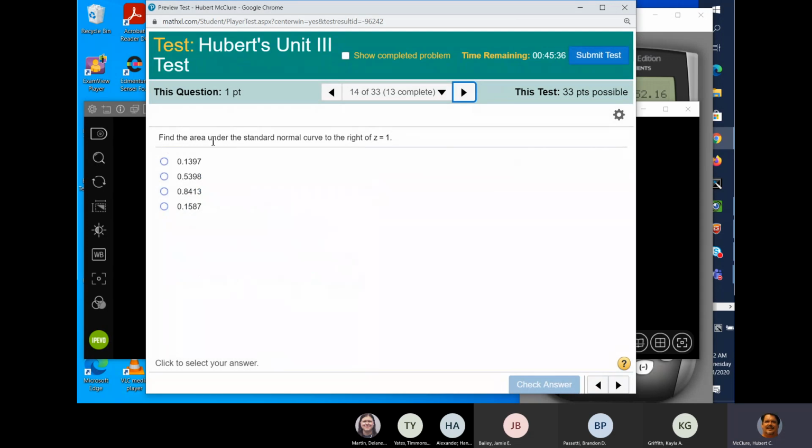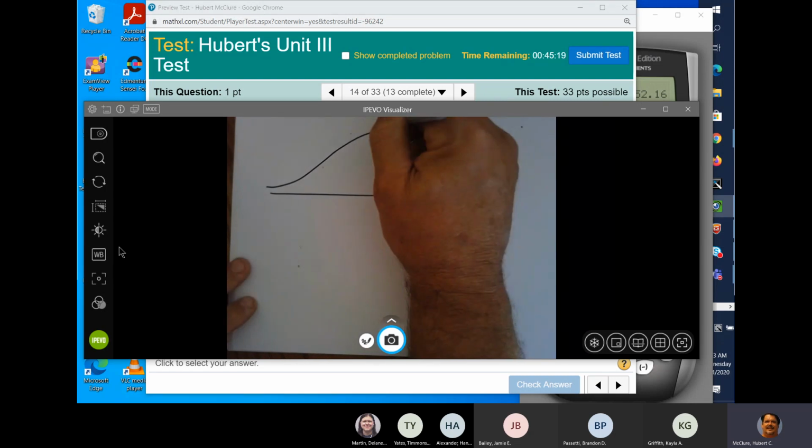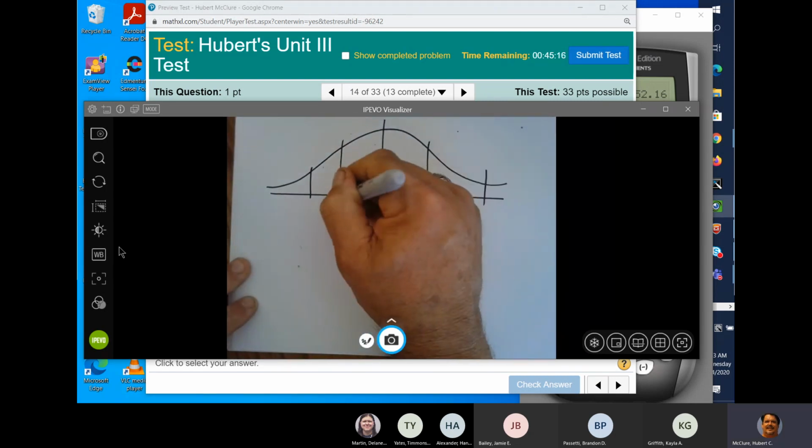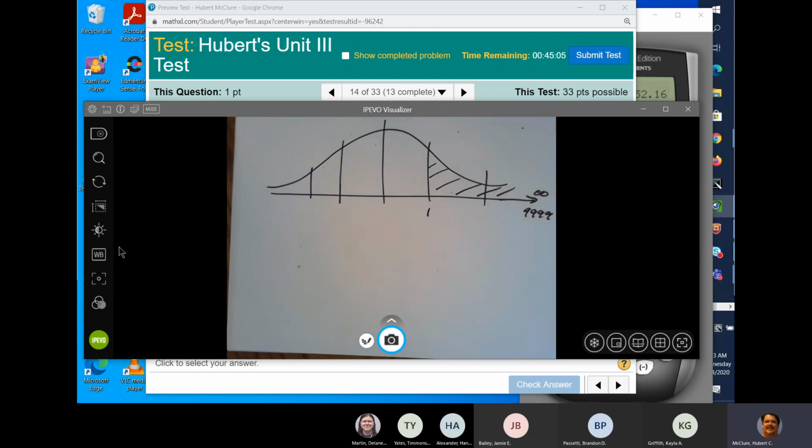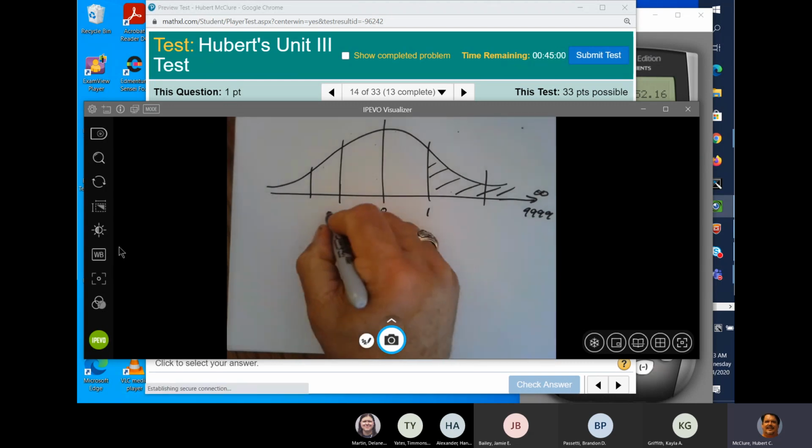Next, find the area under the curve to the right of z equals 1. This is just a normal curve. We want to know this area. That's infinity, and that's 9999. So the mean is equal to 0, and the standard deviation is equal to 1.